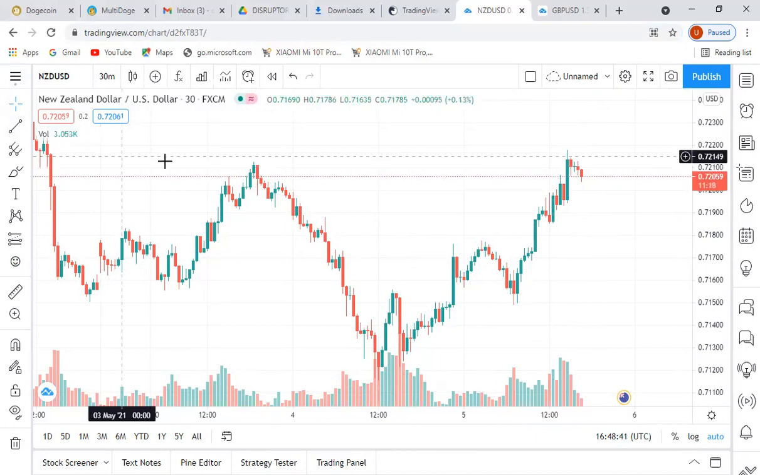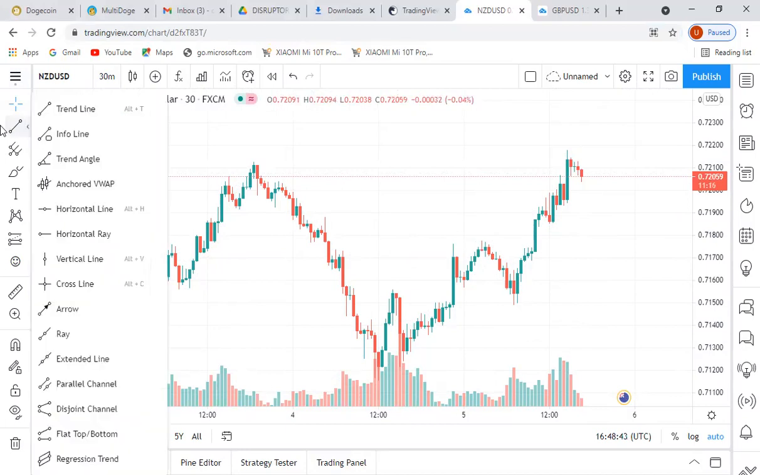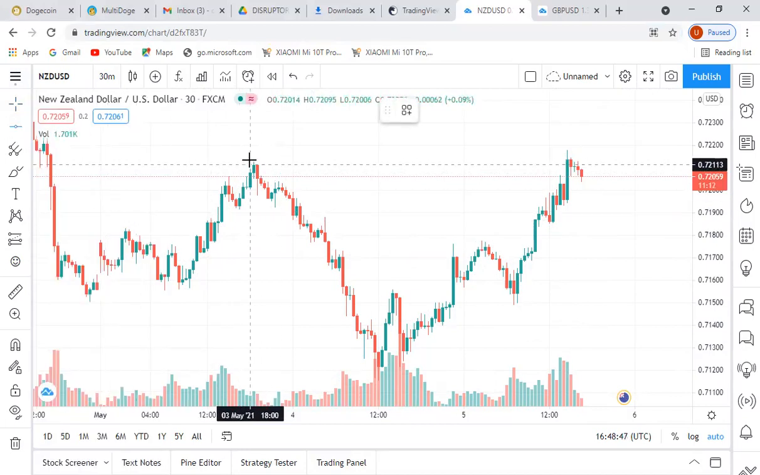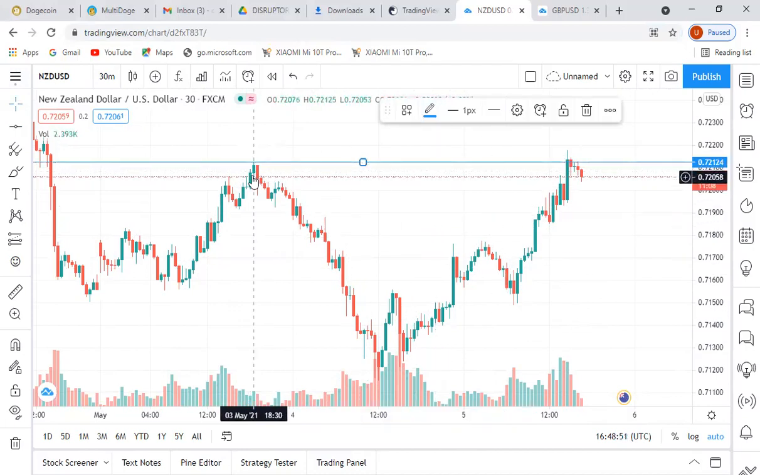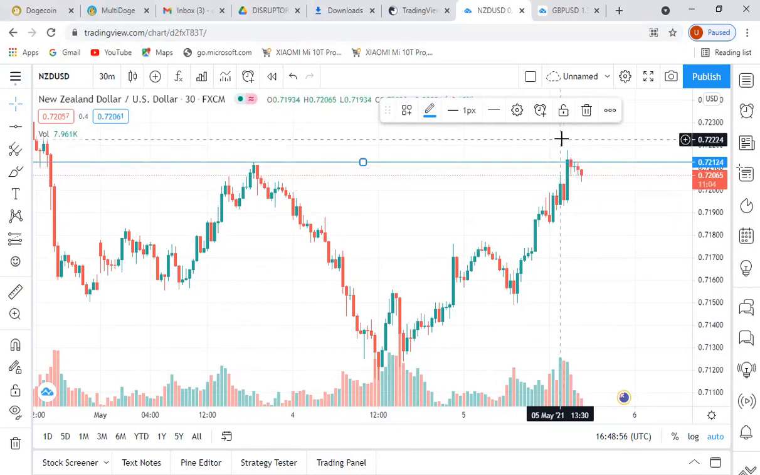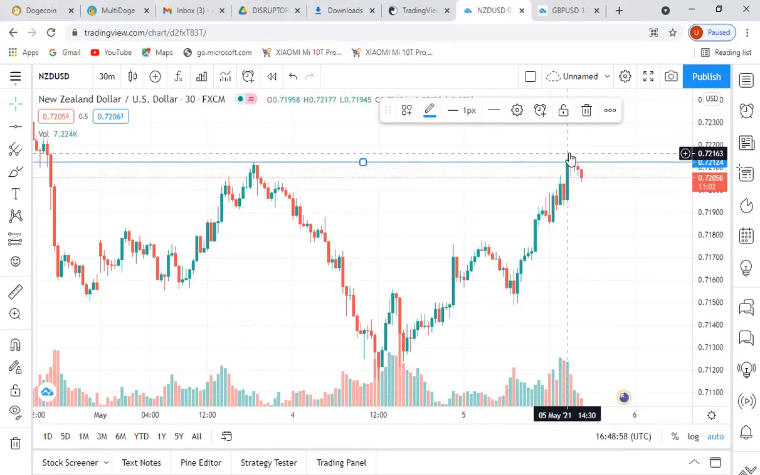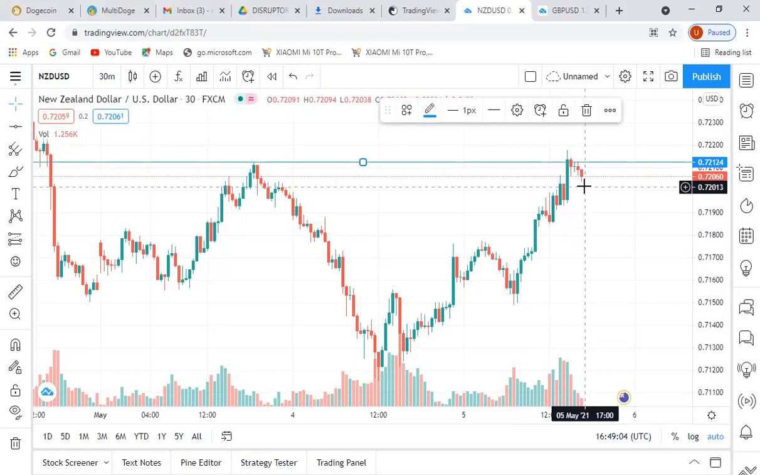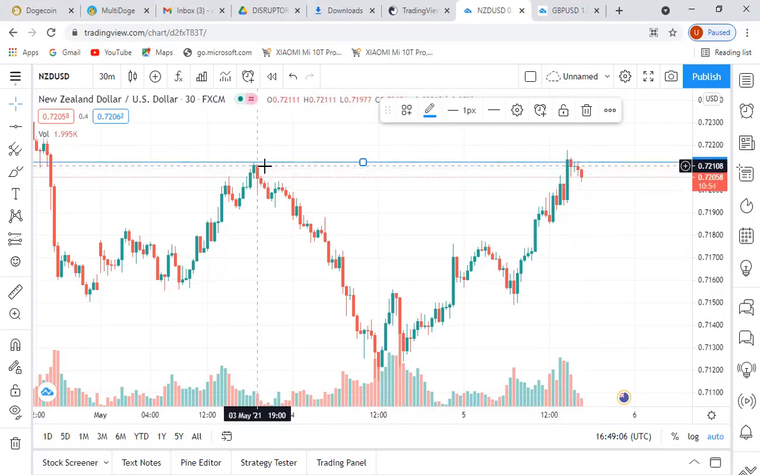The first tool I'll get is the horizontal line tool. I will place a horizontal line here at the previous zone where price was selling, and that is what this candle did. After a higher push, you can see that after struggling, price could not move again and it's beginning to sell. So this is resistance. These are resistance on a 30 minutes time frame.